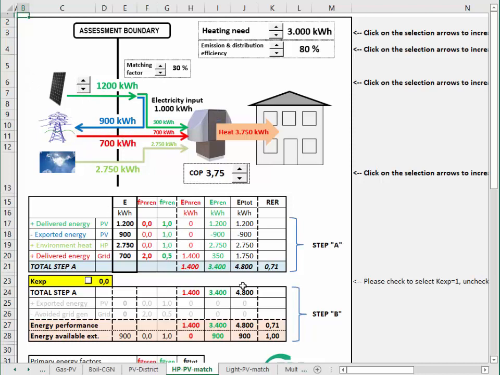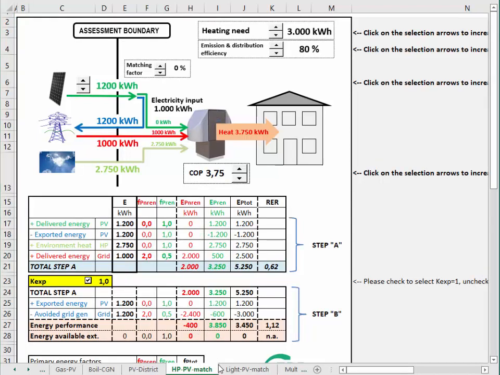Therefore, the energy performance, if K exported equals 0, takes into account only the on-site produced electricity which is used at the right time. If we set K exported equal 1, all the electricity is taken into account, irrespective of the matching factor. Even if the matching factor is changed even to 0, the energy performance doesn't change. And again, this is true only if the weighting factors are time independent. The next sheet will illustrate the reason for the matching factor and its possible order of magnitude.